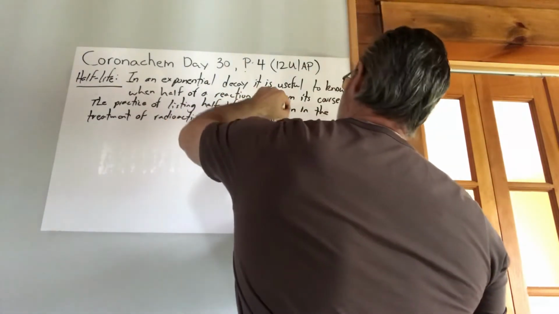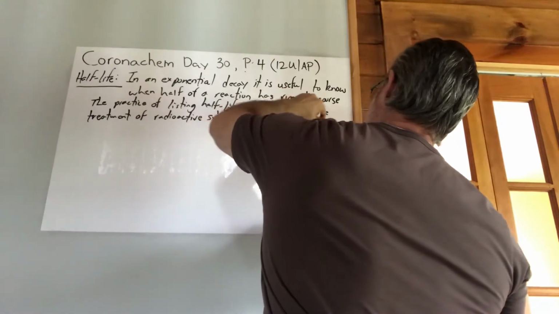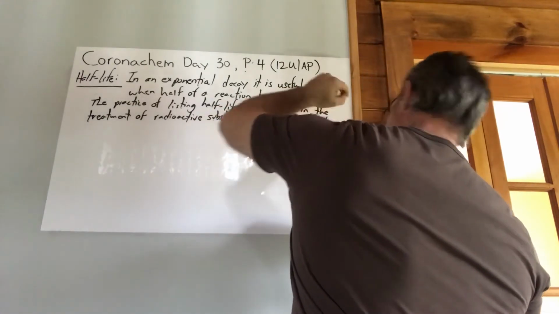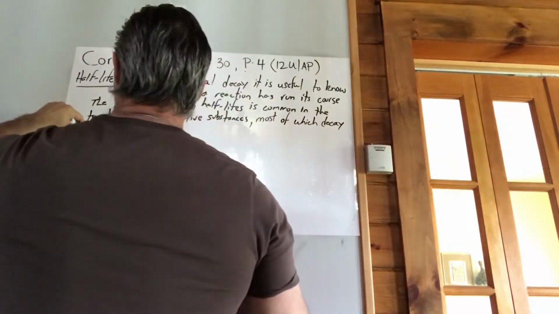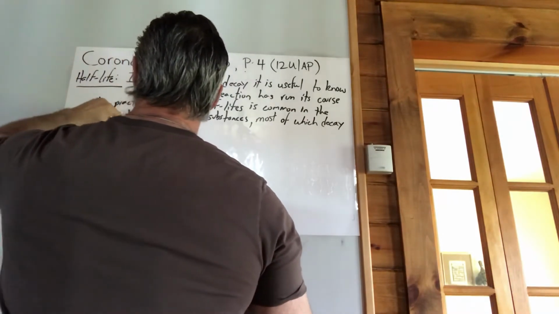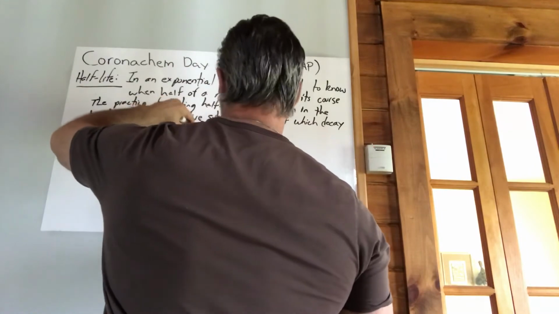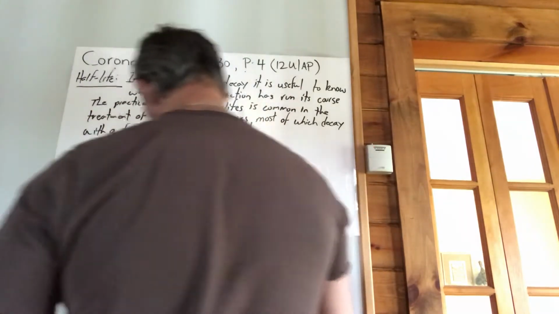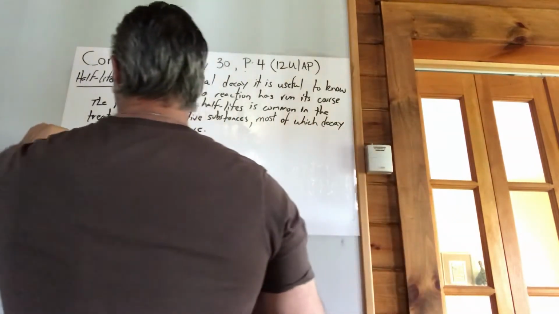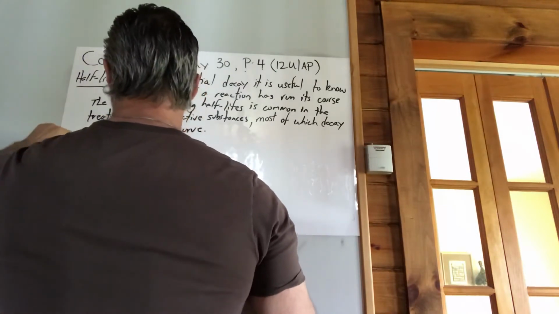Most of which decay with a first order curve. But it's not always the case. In case of radioactive nuclides, I think they decay in a second order curve. But let's look at first order first, because it's easier.